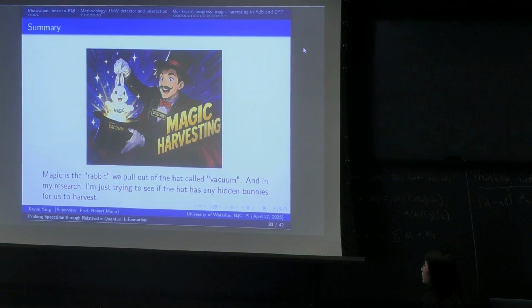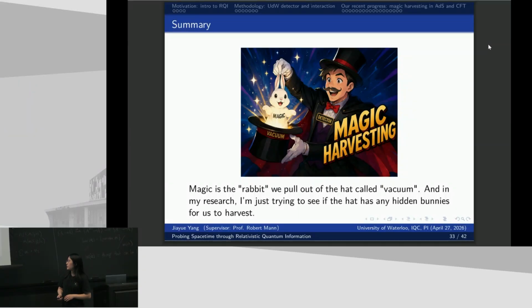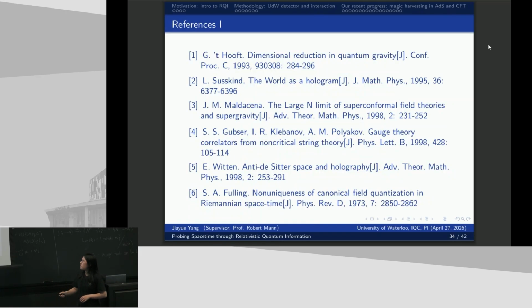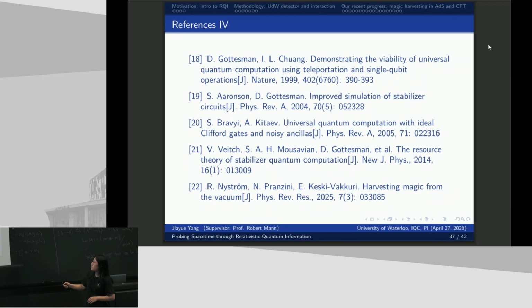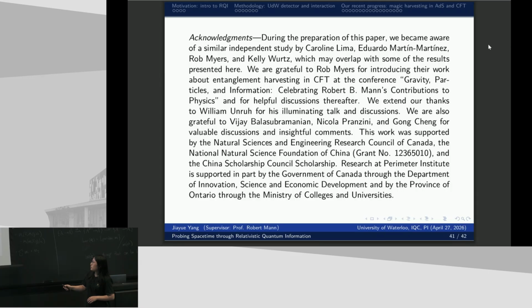And in summary, magic is a rabbit we pull out of the hat called vacuum. And in my research, I'm just trying to see if the hat has any hidden values for us to harvest. And hopefully we can get some insight for both holography and RQI. And there are a lot of references. And also we are grateful to those people, especially Professor Myers and others, for insightful comments. That's all.